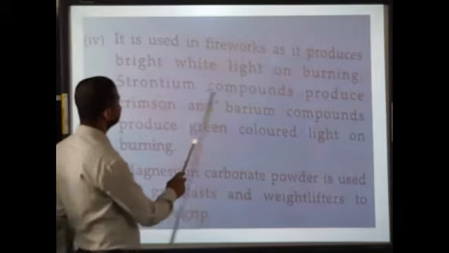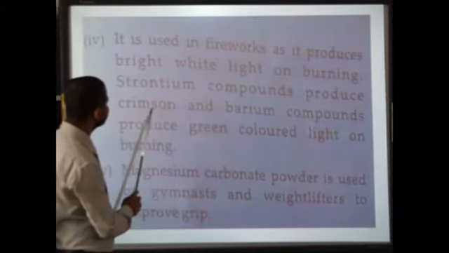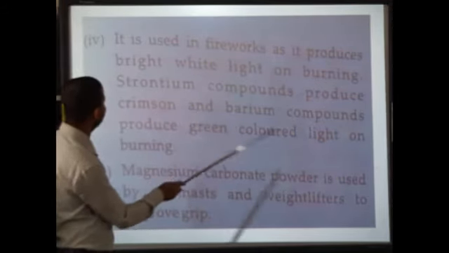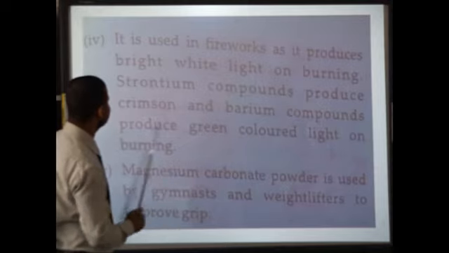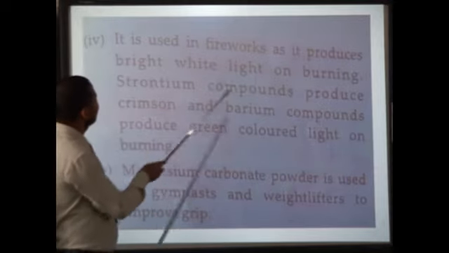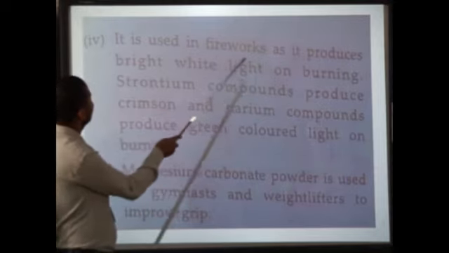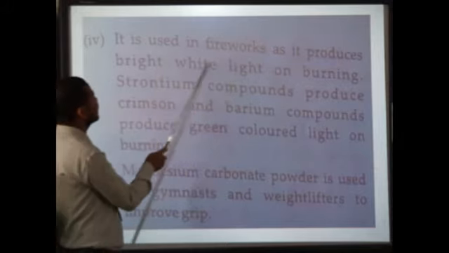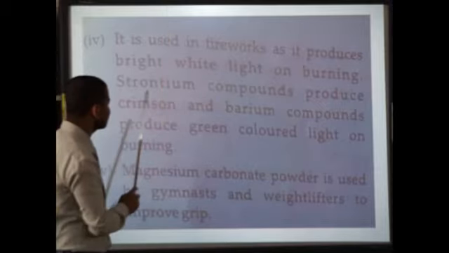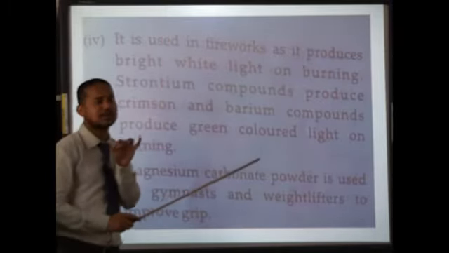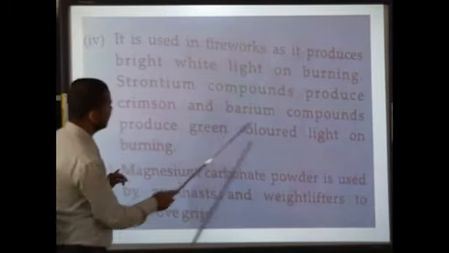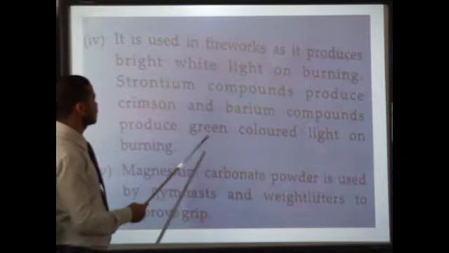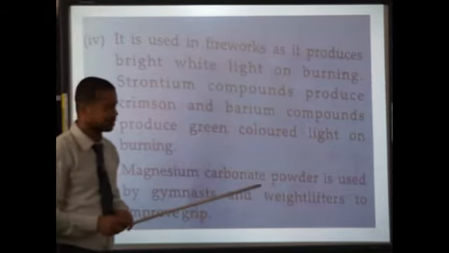Then strontium compounds produce a crimson color and barium compounds produce a green color on burning. So magnesium when burnt gives white light. Strontium gives a crimson color, and barium compounds give a green color.